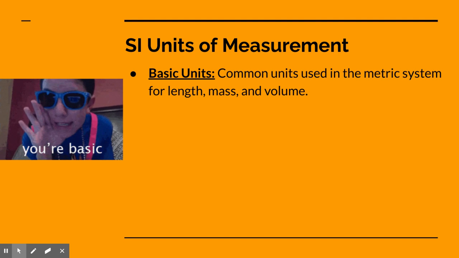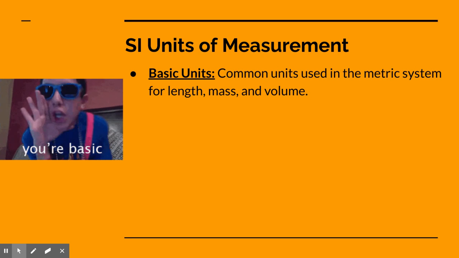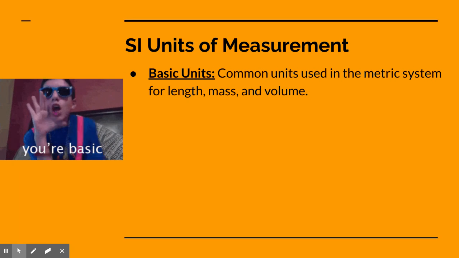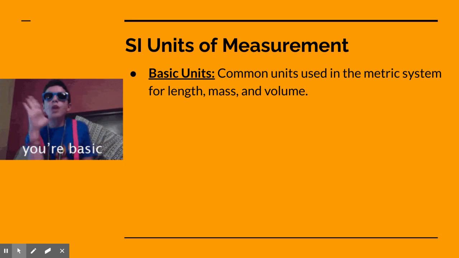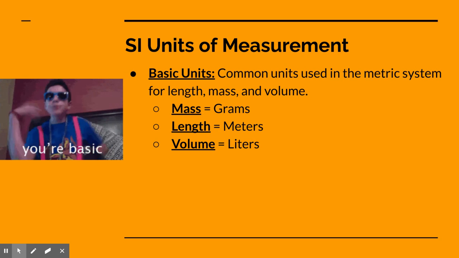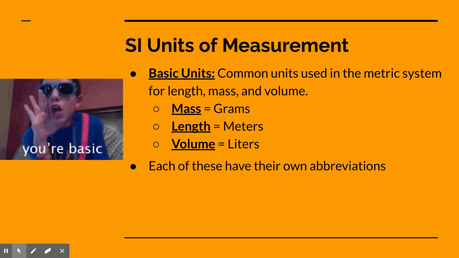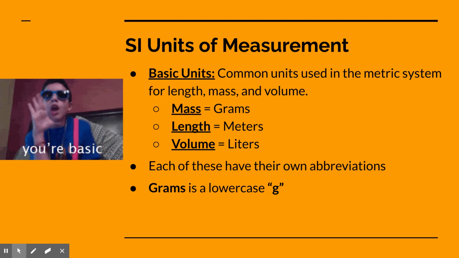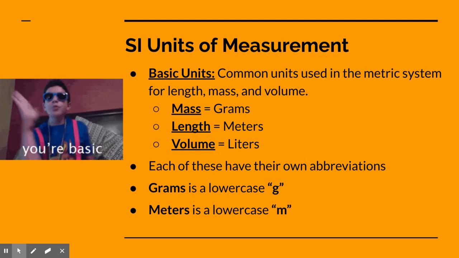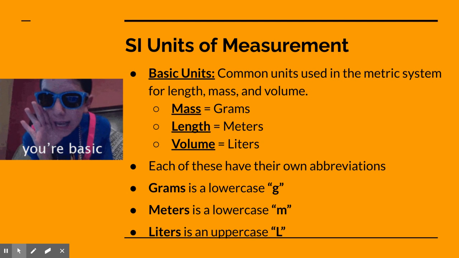Now, when we talk about the metric system, we use basic units, and that's what we just saw on the previous slide. Grams, liters, and meters are all basic units for mass, length, and volume. Mass has grams, length we measure in meters, and volume we measure in liters. Each of these has its own abbreviation: grams is a lowercase g, meters is a lowercase m, and liters is an uppercase L.